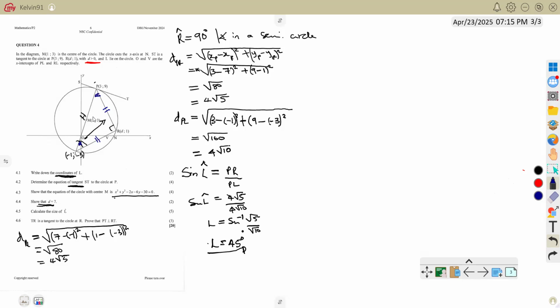Another method, depending on the type of triangle that you are given, you are going to calculate all the three sides, then you apply the cosine rule. How is the cosine rule? The cosine rule says a squared is equal to b squared plus c squared minus 2bc cos A, where a here is the side opposite the angle that we want. So in this case, after calculating these three sides, we're going to put 4 root 5 here.